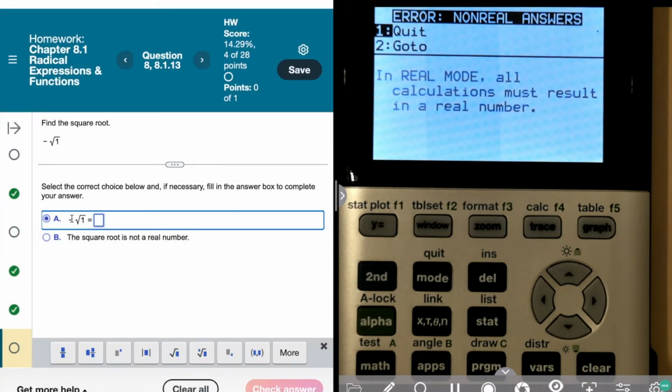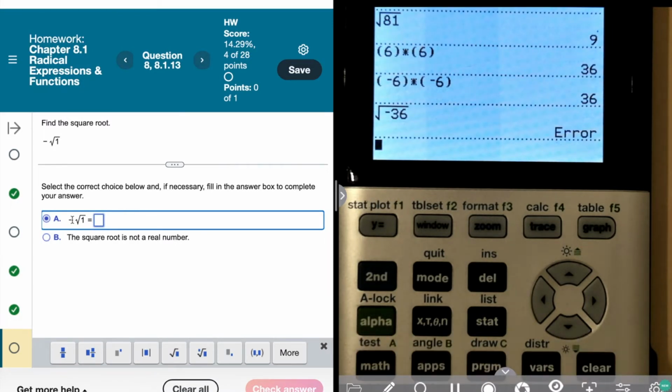All right, this one, notice the negative is on the outside. So in other words, take the square root of 1 and then put a negative after whatever you get. Well, the square root of 1 is 1, so I put a negative after I get the square root.